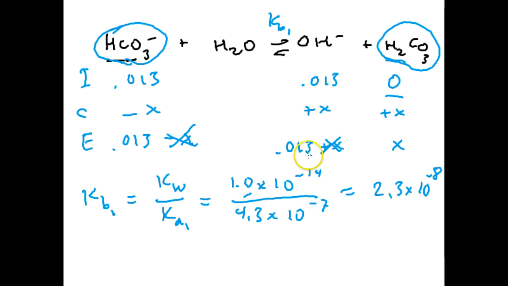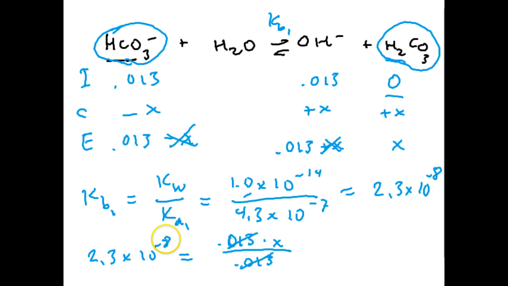Why? Because 0.013 plus whatever piddling quantity x was going to be is still going to be 0.013. It's going to be like 0.0130004 or something like that. So anyways, Kb, which is 2.3 times 10 to the minus 8, is equal to 0.013 times x divided by 0.013. The 0.013's cancel, so x equals 2.3 times 10 to the minus 8. That's a very small quantity of OH minus.